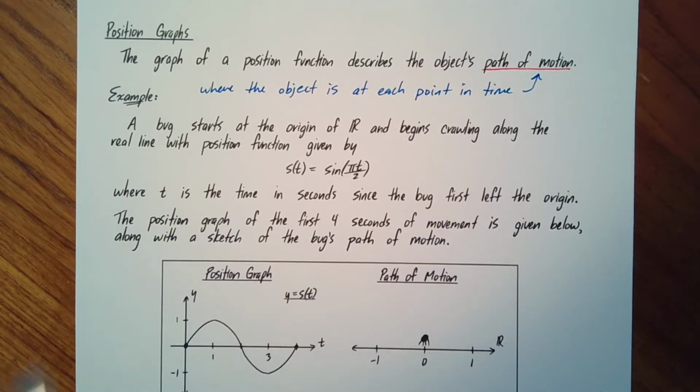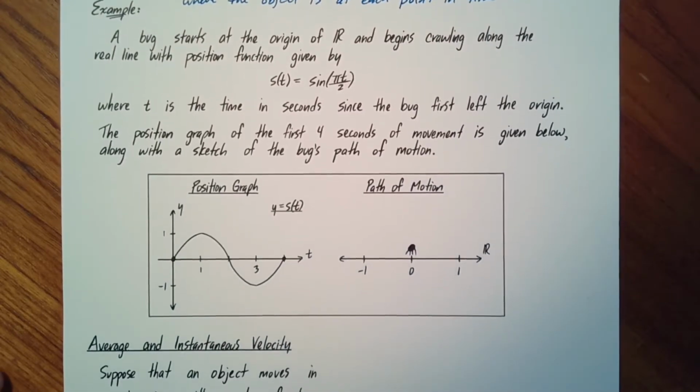And what else did it say? The position graph of the first 4 seconds of movement, so in other words, between t equals 0 and t equals 4, that would be the first 4 seconds of movement, is given below, along with a sketch of the bug's path of motion. Okay, well here's the position graph. We truly are given the position graph, but the path of motion is not actually here. It says the path of motion is here, but it's not. So it's going to be up to us to actually fill in that path of motion.